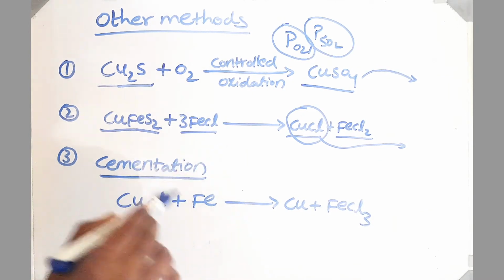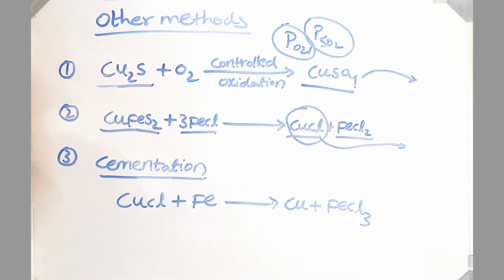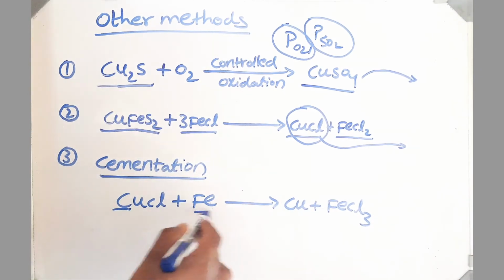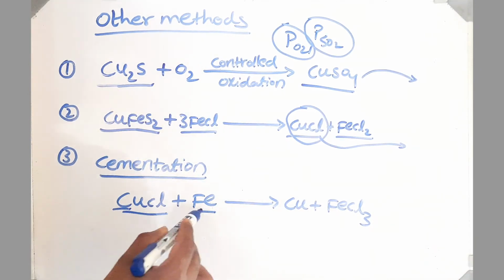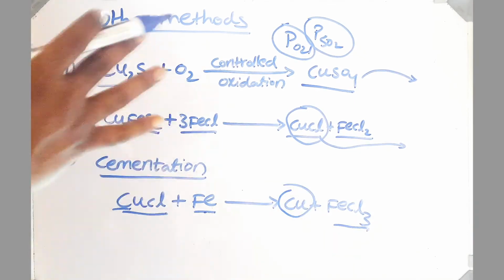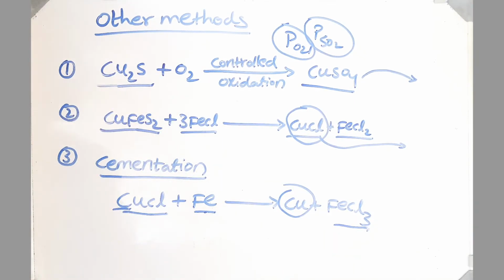The other method is cementation. Friends, cementation is the deposition of a less active metal by adding a more active metal. We know that out of copper and iron, iron is more active. So what happens in the solution? Iron dissolves and forms FeCl3, while copper deposition takes place. All these methods are not as cheap as pyrometallurgy processes, but these are processes worth knowing.